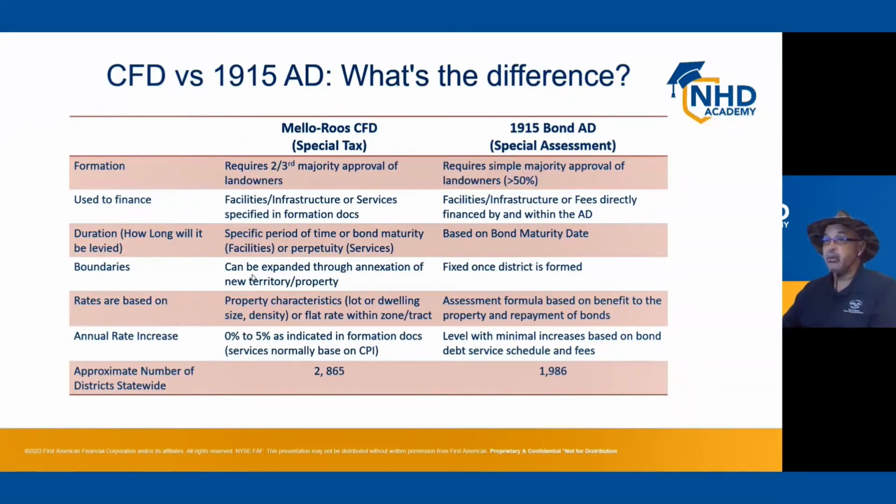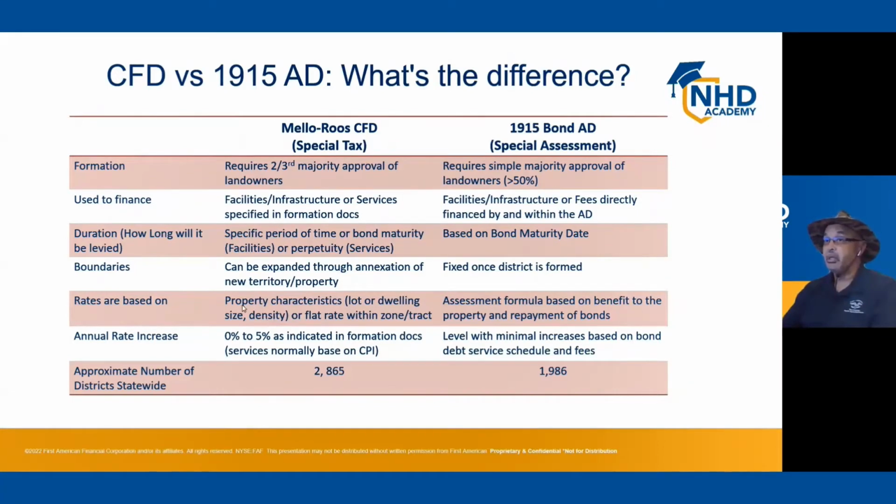The boundaries for Mello-Roos can be expanded through annexation of new property. Property owners can choose to annex into Mello-Roos districts, usually builders and developers. 1915 bonds, once the district is formed, the boundaries are fixed.